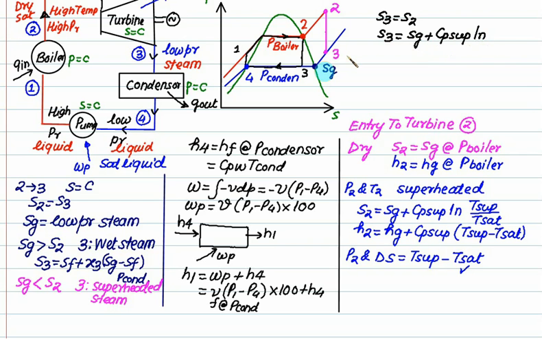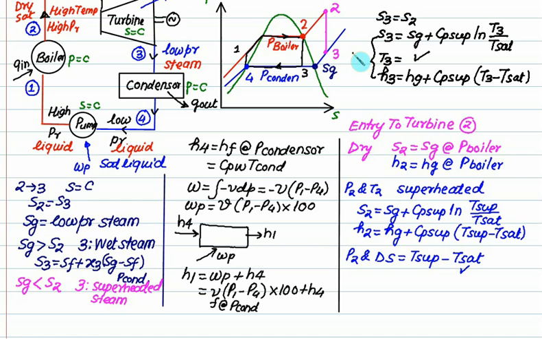plus Cp ln of T3 over T sat. Now this time we are finding the temperature at 3, so I write directly T3, which is in Kelvin, divided by this temperature, that is T sat. All this data corresponds to condenser pressure. We are able to calculate the value of T3, which is basically T sup. Once we know this value, we are able to calculate the value of H3, which equals, for superheated steam, state 3 is at condenser pressure.